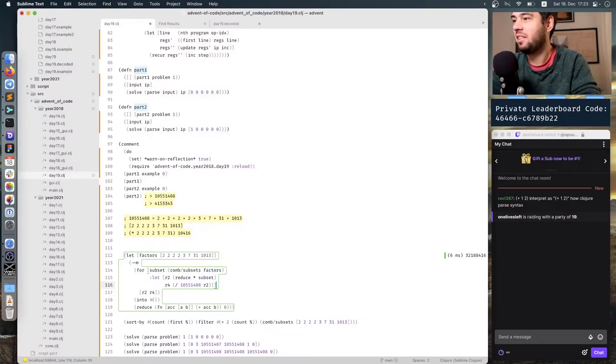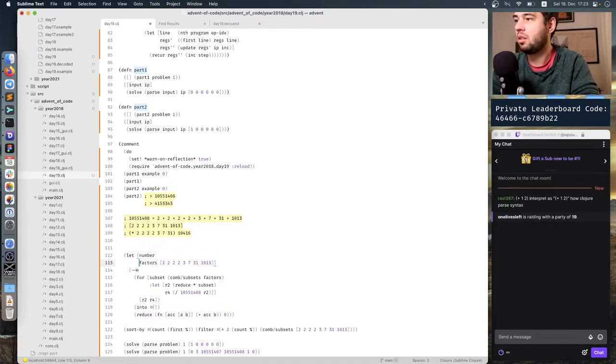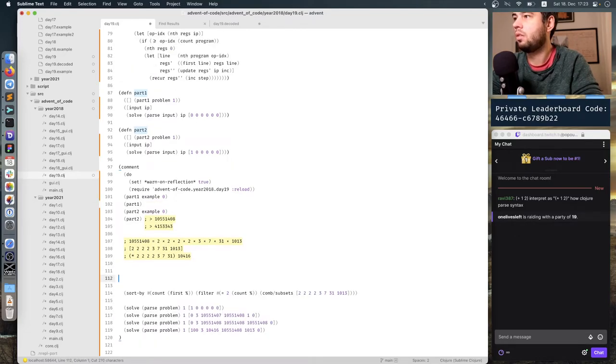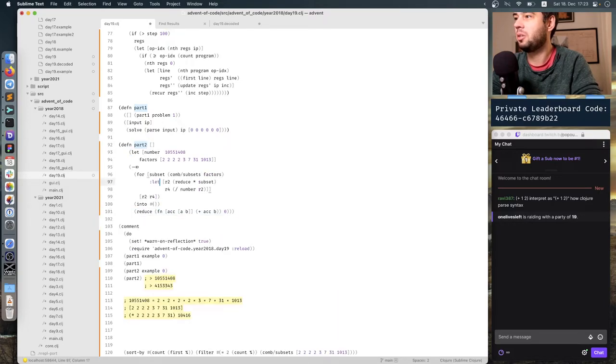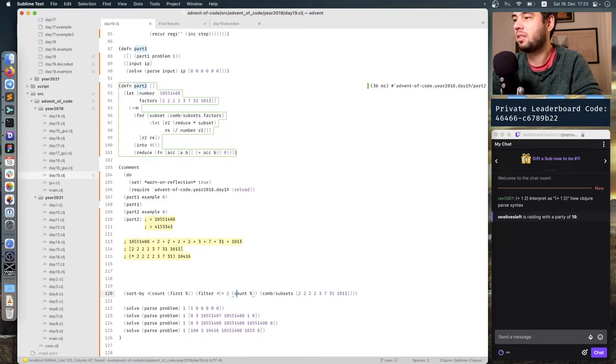Okay. Number. Is this number? Unfortunately, part two is just going to be a hard-coded solution like this, because I don't know how else to express this.